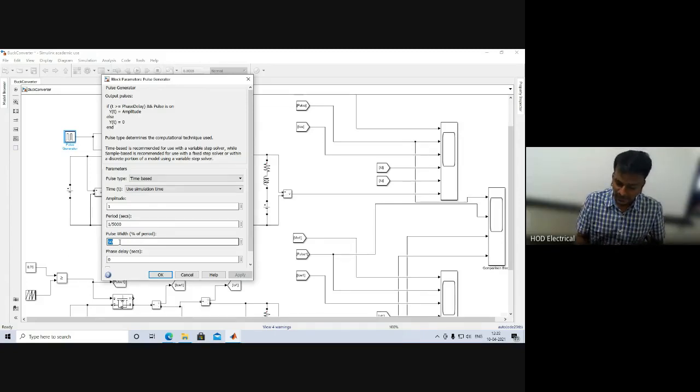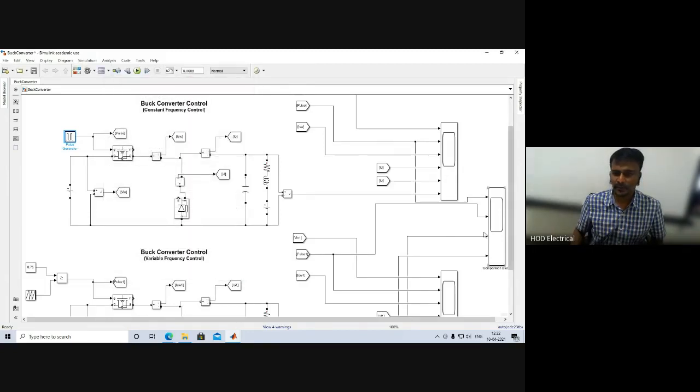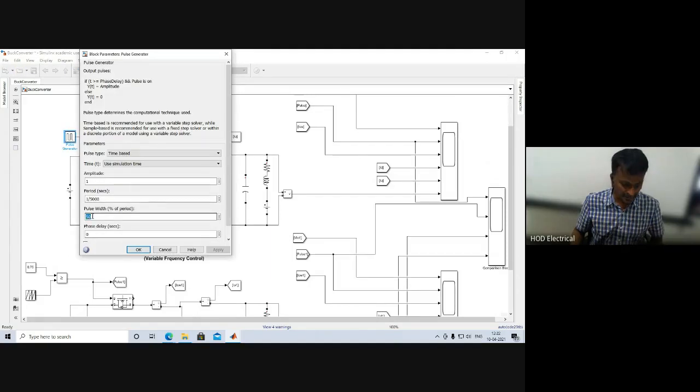When the pulse width is 100 percent, the duty cycle is 1. When the pulse width is 25 percent, the duty cycle is 0.25. I have already explained this, and this is what we have done. Then we went through the different output voltages. Now if I make the pulse width 20 percent, look at this waveform.